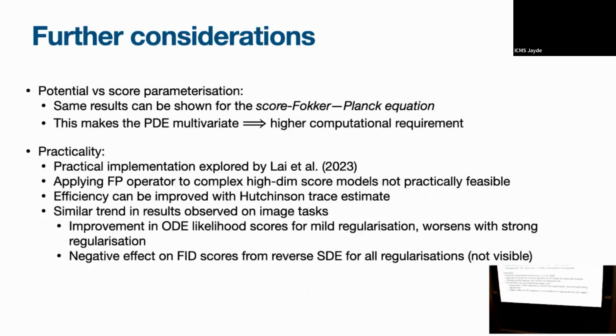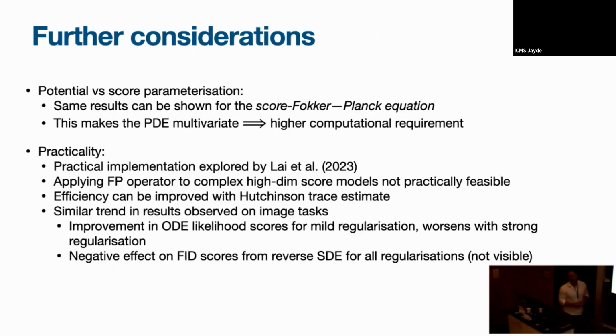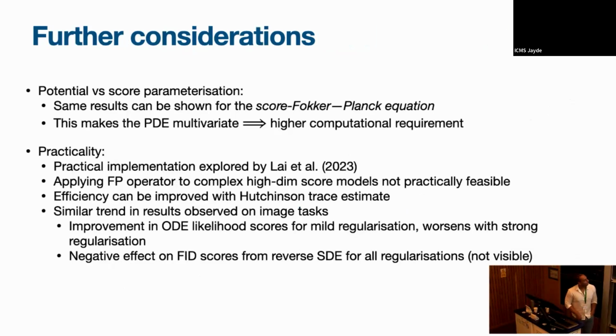Okay. So yeah, there are further considerations. Obviously I've only played around with these little models, and I used the potential parameterization. You can use score parameterization, and there is a piece of work that did this. But if your data dimension is very high, then this imposes a very high computational cost on having to evaluate this Fokker-Planck residual during training. And in practice, this isn't feasible.